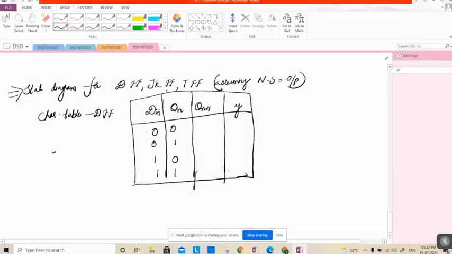Right. So whenever D is equal to 0 and Qn is 0, what is the value of Qn plus 1? 0, sir. D is equal to 0, Q is 0, so Qn plus 1 is 0. Next, D is 1, Q is 0, so it is 1. Based upon this condition, I am writing this as 0, this as 0, this as 1, and this as 1. Is it okay?